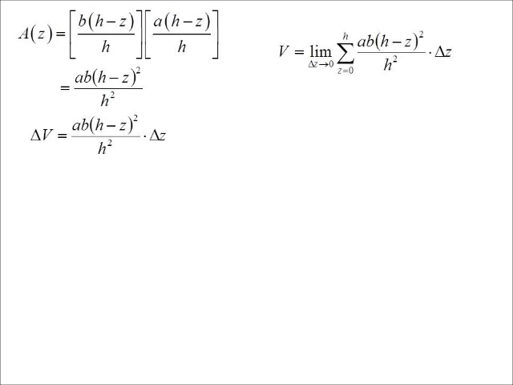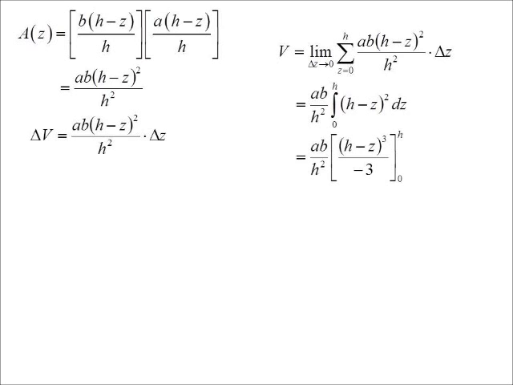Okay, so AB over h squared, that's just a constant, so I'm taking that to the front. So I'm just finding the integral of h minus z all squared. Add 1 to the power over the power, but remember multiplied by minus 1 on the bottom of this fraction, coefficient of z. Subbing in, and there it is. ABH on 3, or as we are more used to hearing it, 1/3 ABH is our volume.